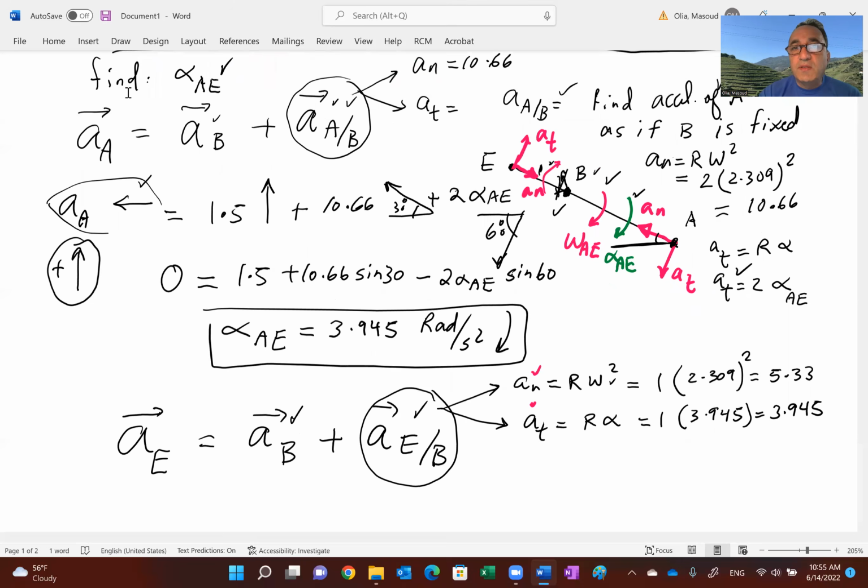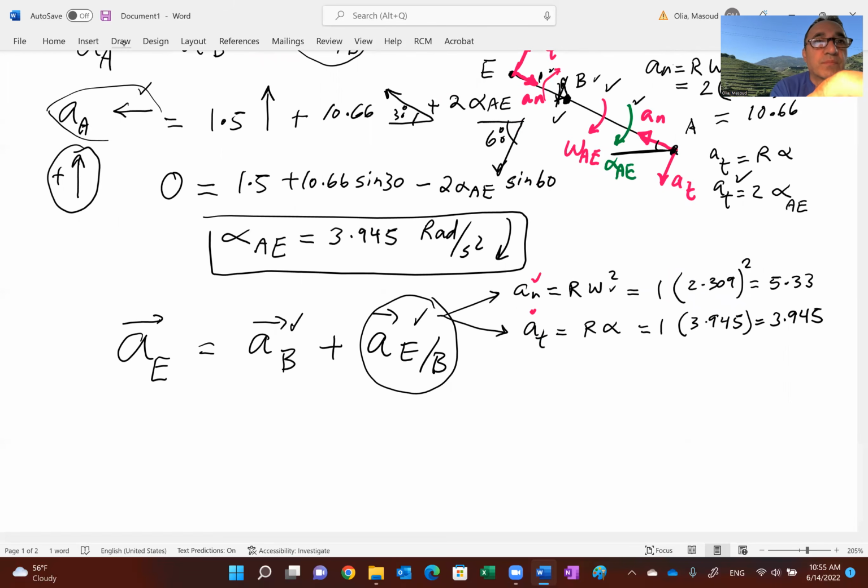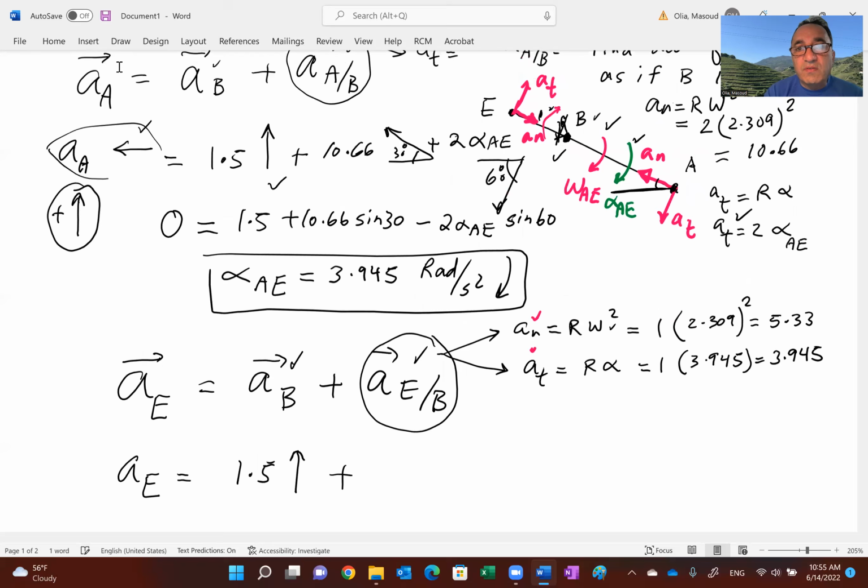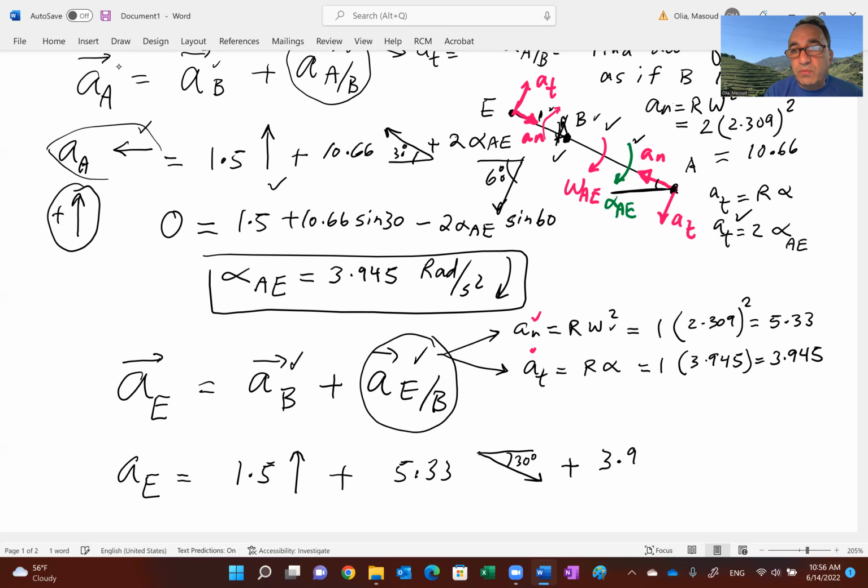So I'm going to move down here again, and I'm going to plug in. Let's go back to black. So acceleration of E is, now acceleration of B, remember that's 1.5, that's given. We had it here also. Two components of acceleration of E relative to B are AN. AN came out to be 5.33, like that, at 30 degrees. And the tangential component is R alpha, which is 3.945. And again, based on the angle that we have, this must be 60 degrees.